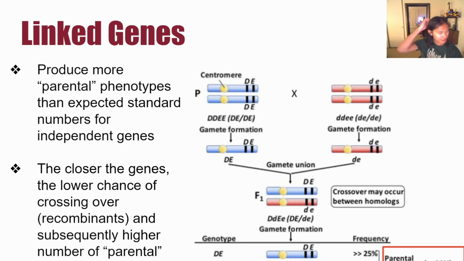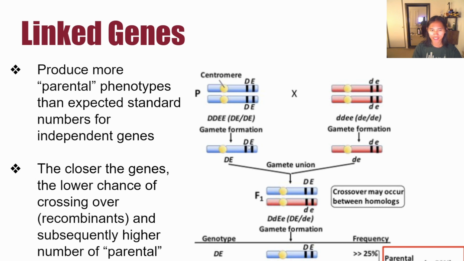When the genes are linked and on the same chromosome, however, you will produce more parental phenotypes than expected from standard numbers. The closer the genes, the lower the chance of crossing over, and subsequently the higher number of parentals over here.